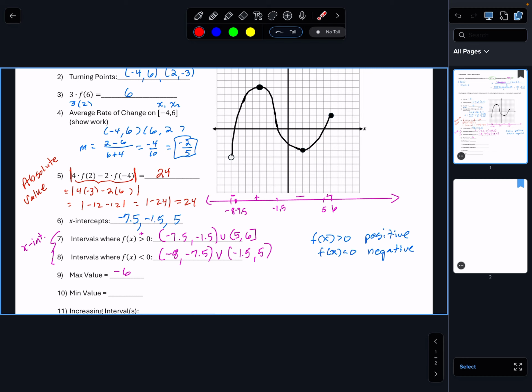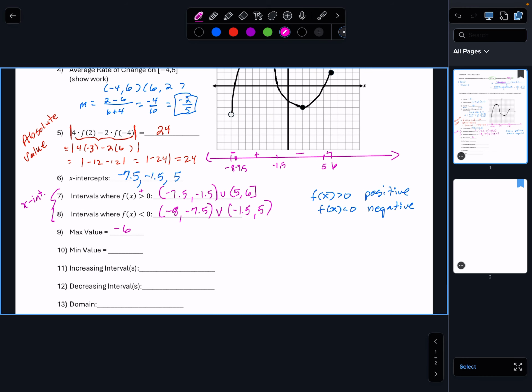For the next one, min value, it's not applicable. DNE, does not exist.